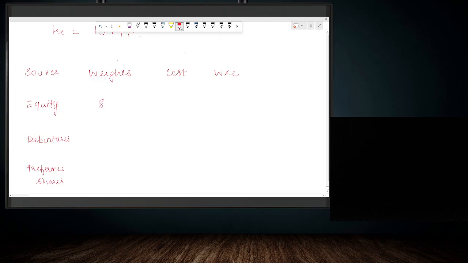So what is the weight of equity? It is 80%. Debentures, preference shares 5%. Cost of equity how much? 15%. Debentures cost we already calculated. Sorry, 15.9. Cost of equity is 15.9, and debentures we already calculated how much? 3.4. Preference 11 point something, 11.96%.